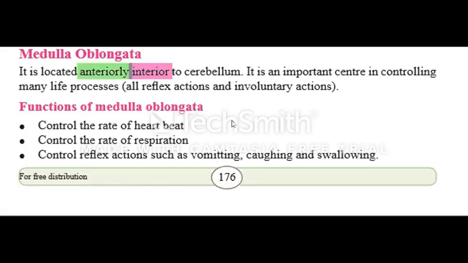By now you know the difference between voluntary and involuntary. So let's look at the functions of the medulla oblongata. They control the rate of heartbeat, they control the rate of respiration, and then they control reflex actions such as vomiting, coughing, and swallowing. Now we'll be learning about reflex actions. For the moment, just understand reflex actions are things that happen involuntarily.